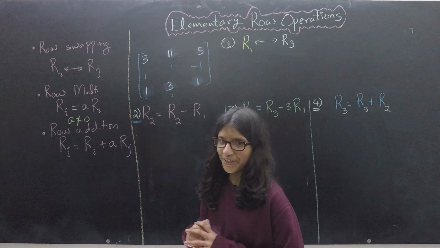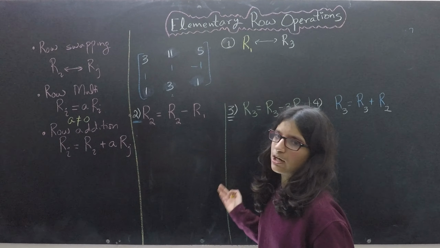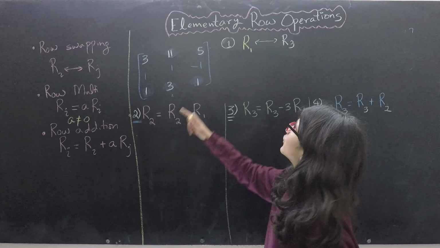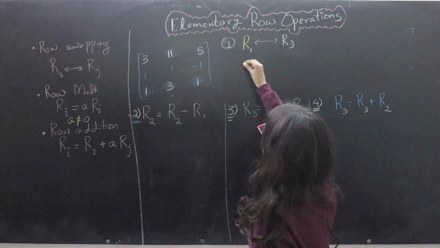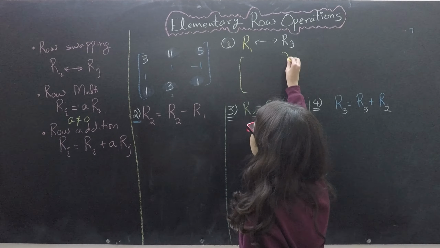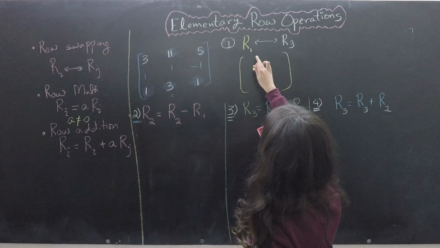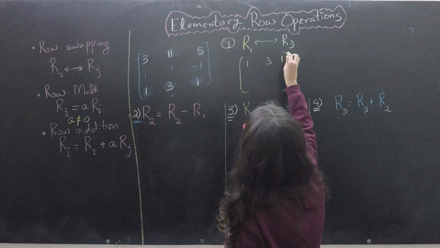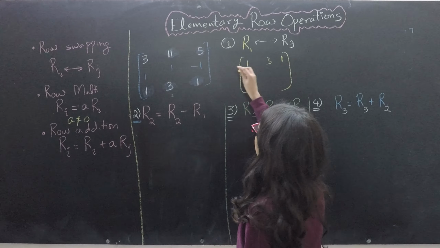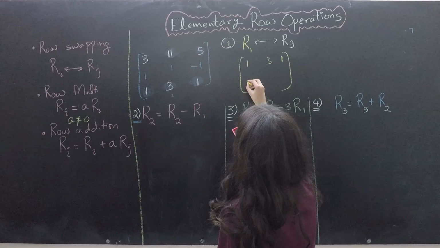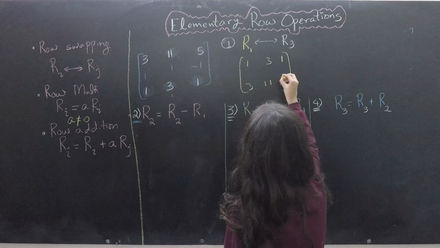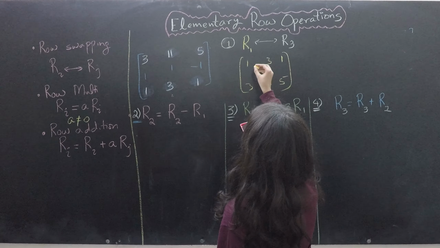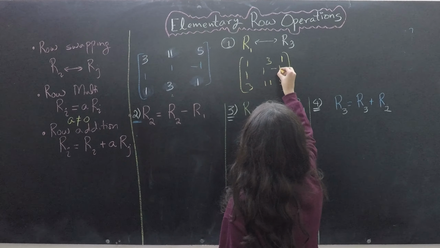Okay, so my father has made me some questions to do, and now I'm going to do them one by one. So let's start. In the first one, we're row swapping. We're swapping row 1 with row 3. Now row 1 will be row 3, so it'll be 1, 3, and 1. Now row 3 will be row 1, so we're going to write 3, 11, and 5. And I'm also going to write the second row, which will remain the same because we did nothing to it: 1, 1, and minus 1.